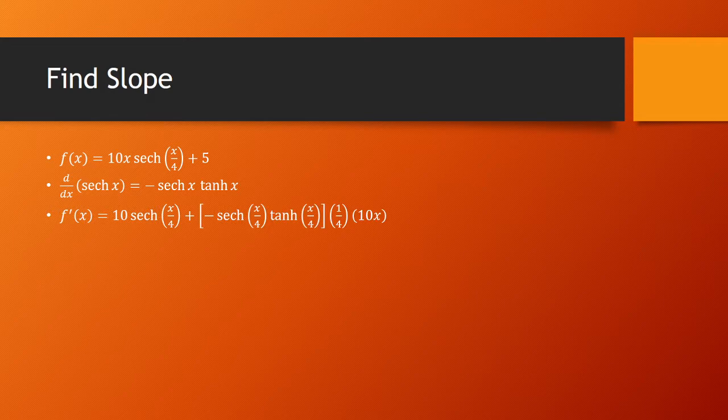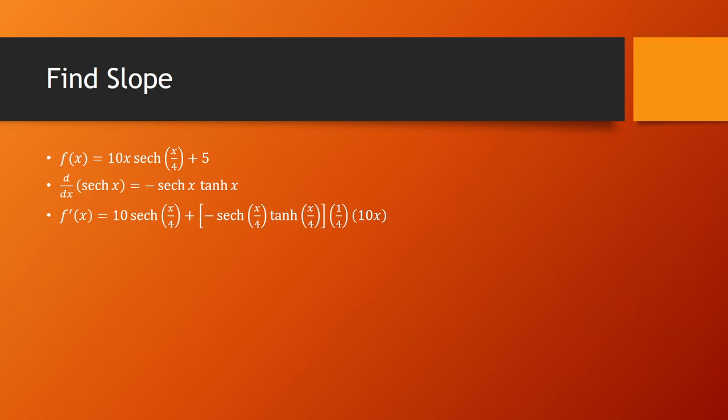Okay, now let's find the slope. In order to find the slope, we have to take the derivative. But recall, the derivative of the hyperbolic secant function is negative hyperbolic secant times hyperbolic tangent. So in order to find the derivative, I need to use the product rule and the chain rule. So I'm going to treat this as two different functions. Think of it as 10x and hyperbolic secant of x over 4.